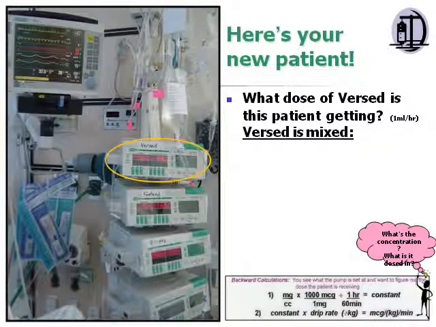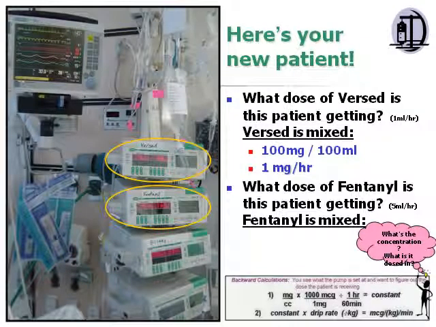A few more examples here. This patient's on a Versed drip, and the pump says that it's set at 1 ml per hour. So Versed is mixed 100 milligrams in 100 mL, so that gives us a constant of what? It's pretty easy, 1. So 1 times 1 is 1 milligram per hour. All right, what about our fentanyl? The fentanyl is set at 5 mLs per hour. How is fentanyl mixed? It's mixed 2,500 mics in 250 mLs. So what did we get when we did 2,500 divided by 250? We got a constant of 10. So 10 times the 5 mLs per hour, that gives us 50 mics per hour.